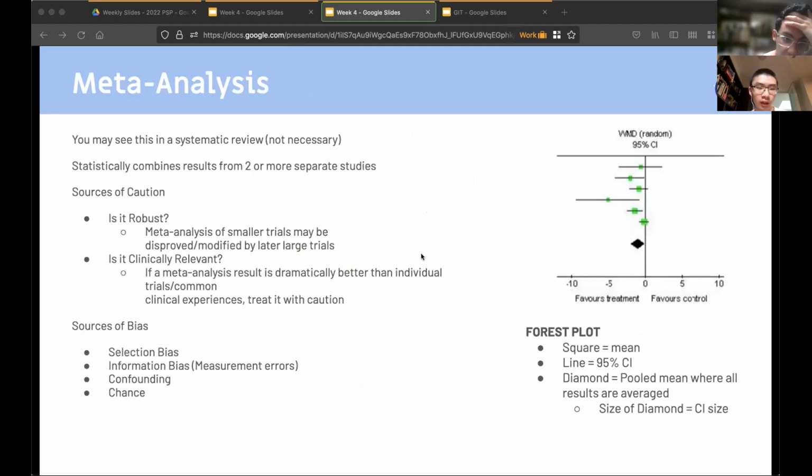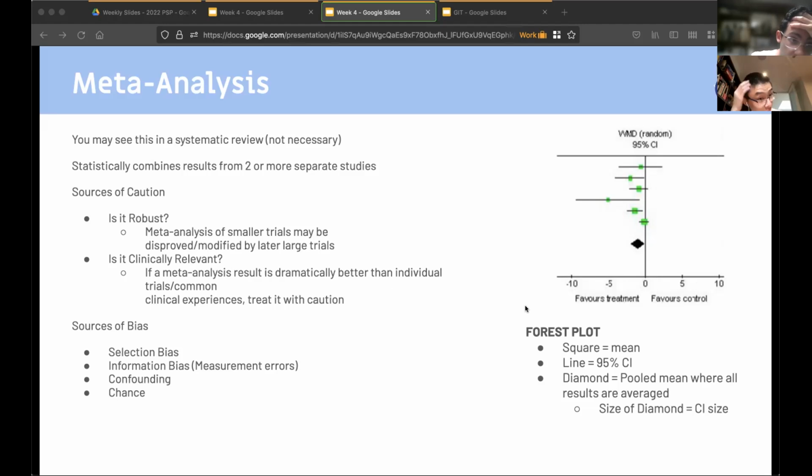it's not necessary. What it does is it statistically combines the results from 2 or more separate studies and kind of plots it. So you see your forest plot there. The square is the mean of the study, while the line is the confidence interval of the results. And the diamond is the pooled mean when all the results are averaged. And the size of that diamond determines the confidence interval size.